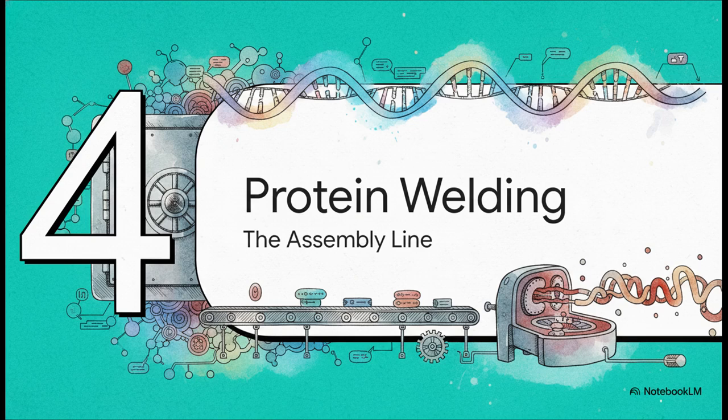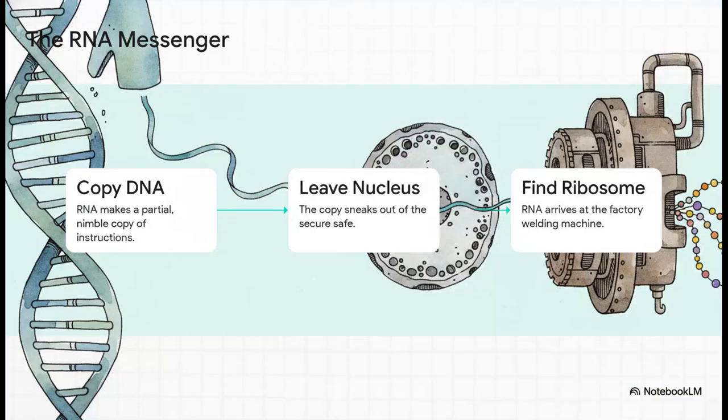Section 4. The protein welding machine. But wait, if the boss is locked away inside a vault, how do the orders actually reach the factory floor? Well, biology has an amazing workaround. A nimble, partial copy of the instructions is made, and this is called RNA. Because RNA is just a smaller snippet, it can easily sneak right out of the nucleus, acting like a speedy messenger heading straight for the main assembly machine.